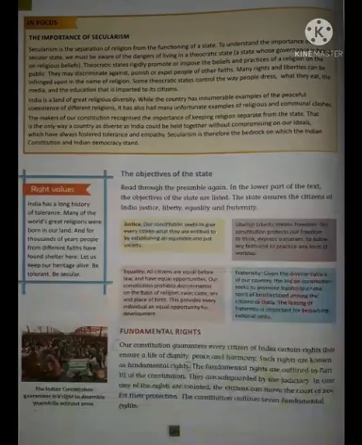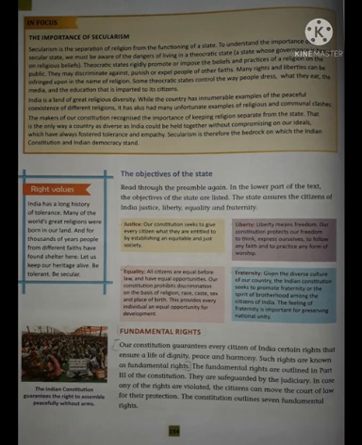Now let us read about the objectives of the state. Here, the state assures the citizens of India justice, liberty, equality and fraternity. Now what is justice? The Constitution seeks to give every citizen what they are entitled to by establishing an equitable and just, that means justified, society where they would be treated equally.